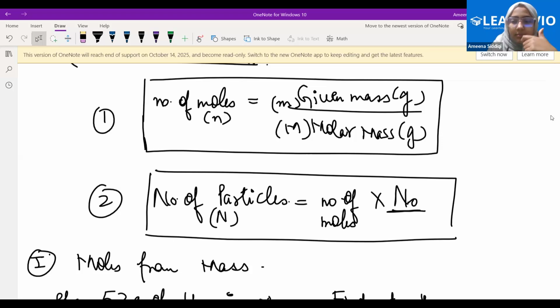For number of particles, it's number of moles into NO. NO stands for the Avogadro's number. That is the number of particles in 1 mole. Okay.